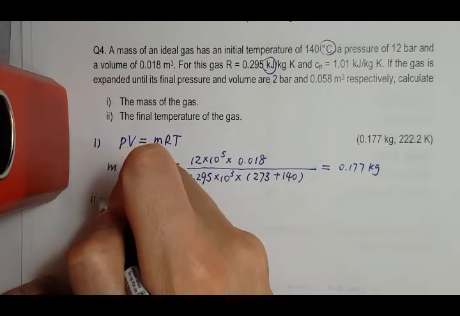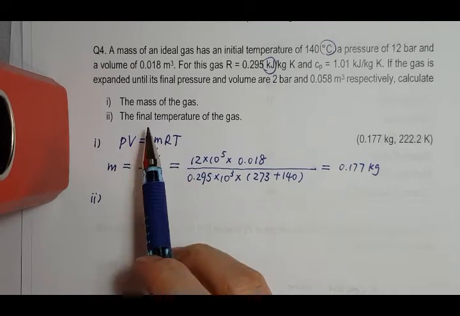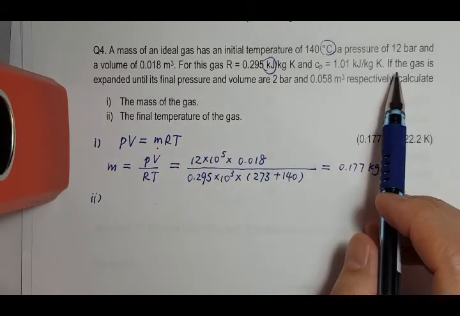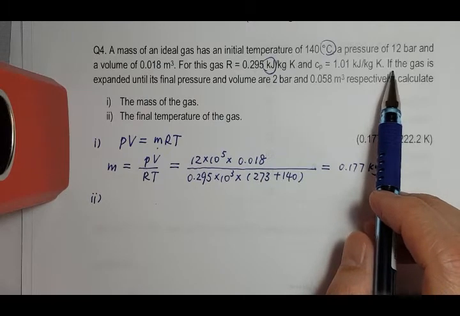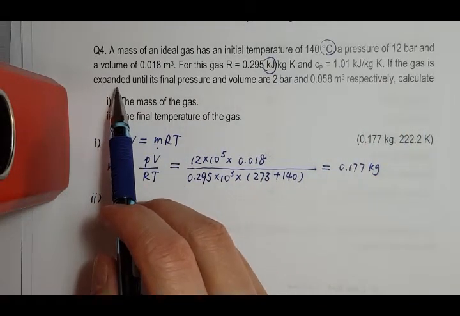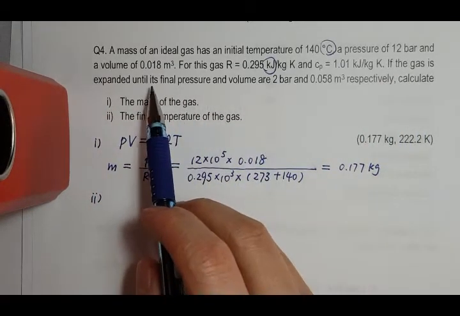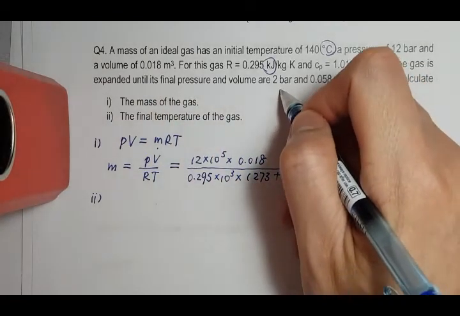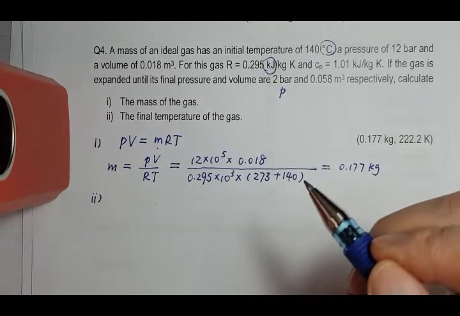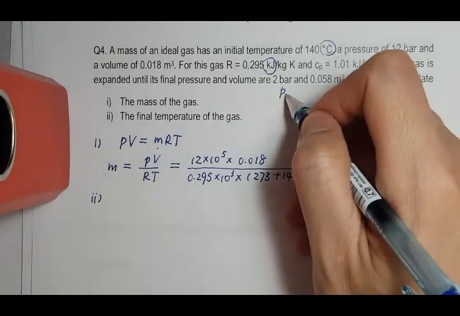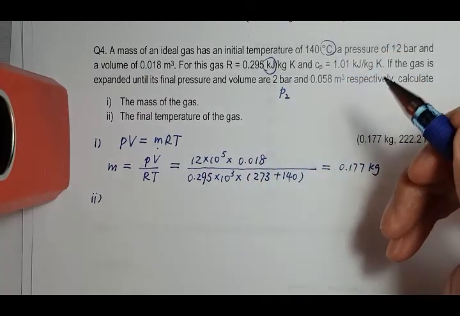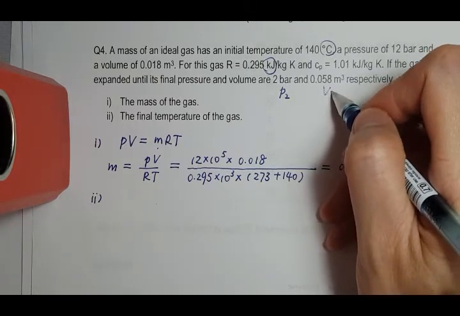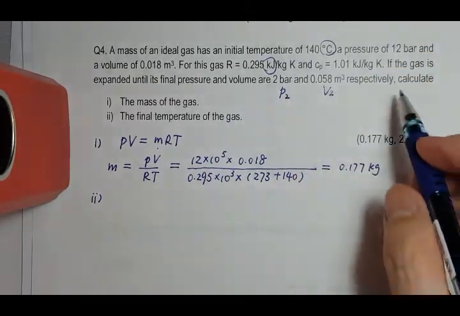The second question: the final temperature of the gas. If you have a look at the question, it says if the gas is expanded, so that's a process, and then we know the final pressure, which is P2. Okay, so we can assign a subscript 2 for the end state, and for the initial state we use 1, and the volume is V2. P2 and V2 respectively.